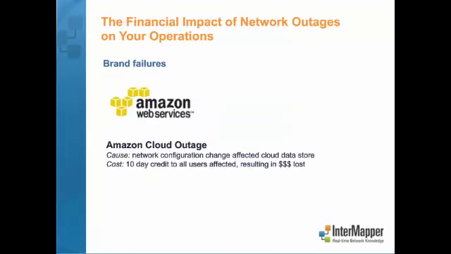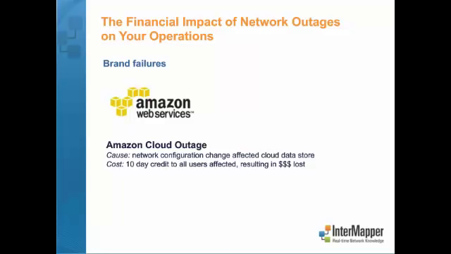Amazon. We all know Amazon. Awesome company. They're known for their Amazon Cloud, their web services. So again, what we've seen, this was a few years ago, where Amazon had this issue. They had a network configuration change that affected their cloud data store. So the stores where all their clients store their data, someone went in and misconfigured that store. What happened was there was an outage, and the cost, 10-day credit to all the users affected.